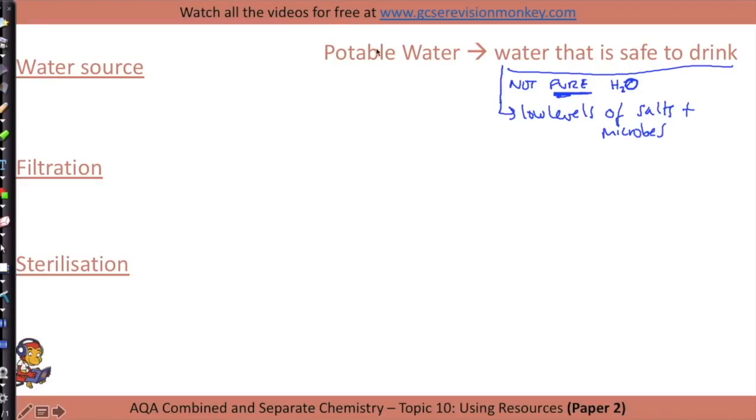So when we're trying to create our potable water for a massive population of people, we need to first of all think about the water source.